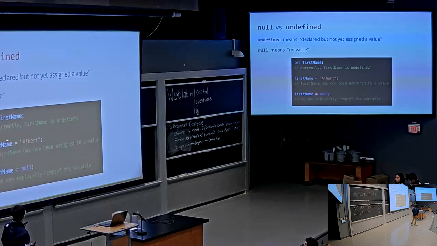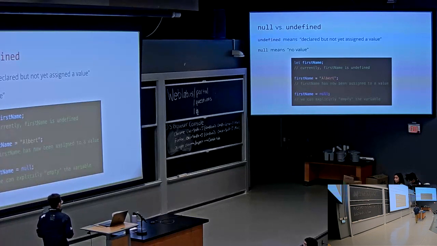Now maybe we could set that firstName equal to Albert now that we have a name for it. And maybe later we wanted to change the firstName to be null. So we can essentially give our firstName variable no value. So it's a little bit different than undefined, because undefined just means it doesn't have a value, whereas null means there is no value.